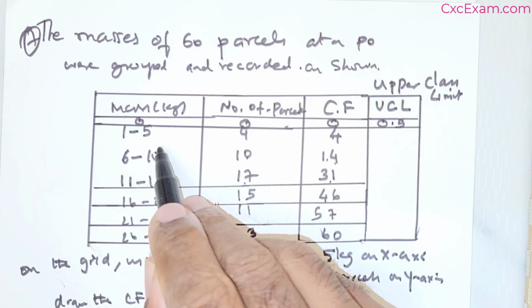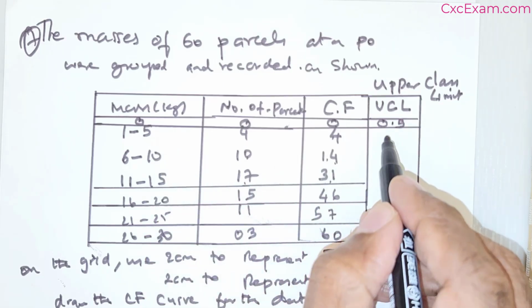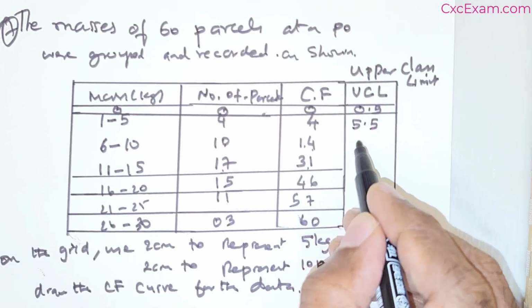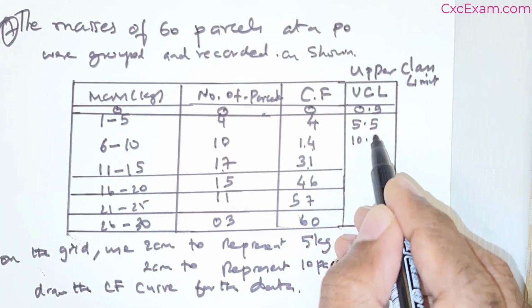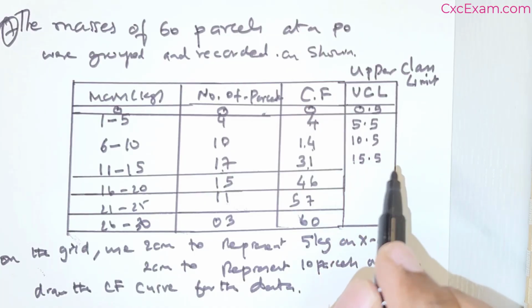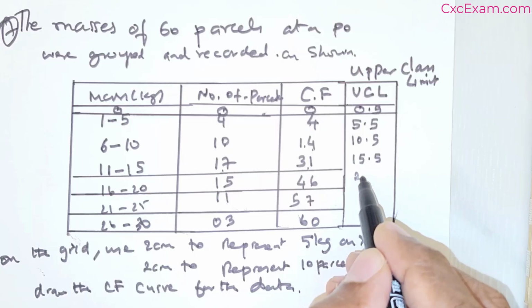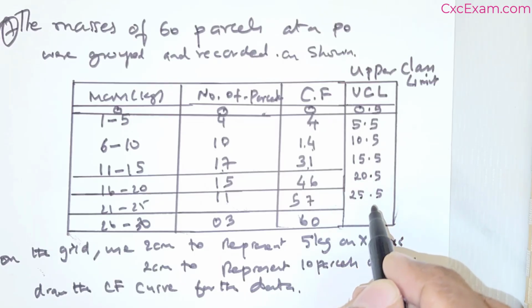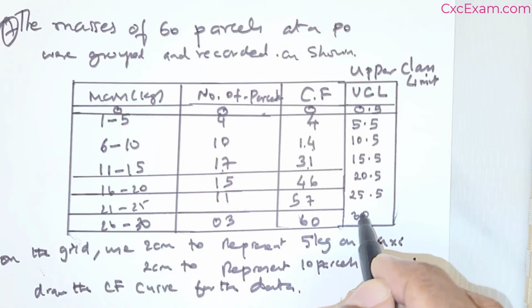For mass between 1 to 5, the upper class limit is going to be 5.5. For this is going to be 10.5. For this is going to be 15.5. For this is going to be 20.5, 25.5 and 30.5.